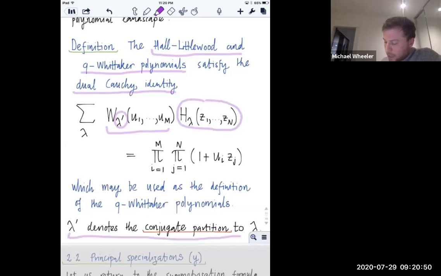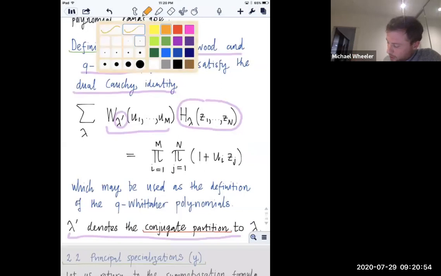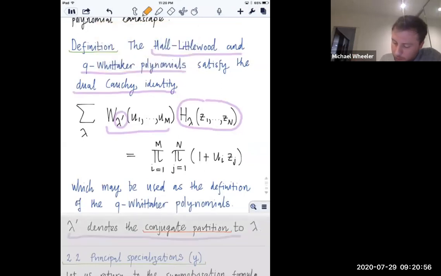Hopefully everyone knows what a conjugate partition is, but just in case you don't: if your lambda is some sort of Young diagram that looks like this, the conjugate partition is what you will get when, instead of reading the rows, you read the columns of the Young diagram, and that will give you lambda prime.